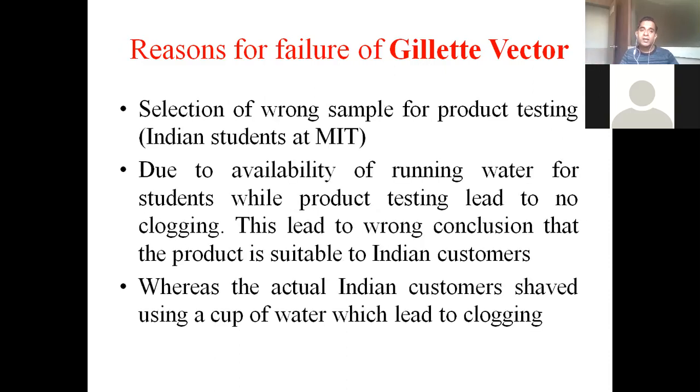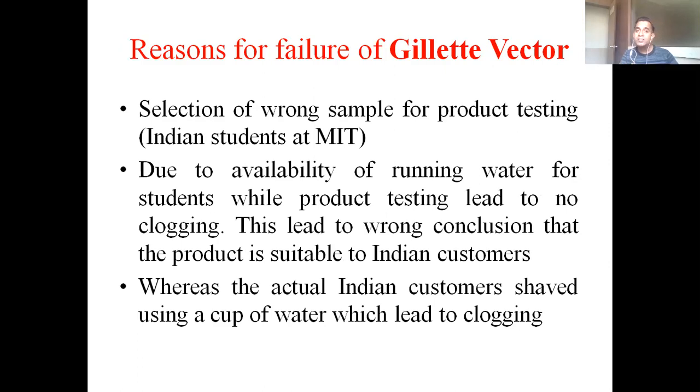So what mistake did they make? They selected a wrong sample, meaning wrong people, for product testing. Instead of coming to India, in America they used students of the Massachusetts Institute of Technology. They selected Indian students who were studying at MIT as samples. But these students were rich. That's the first point. Second, these students had running water in their facilities.